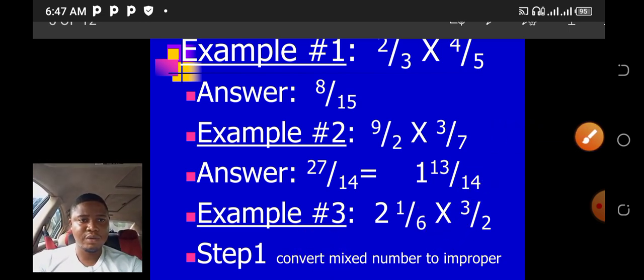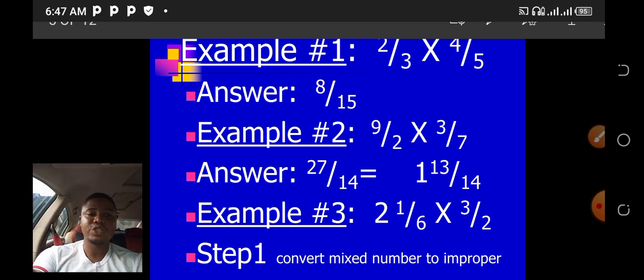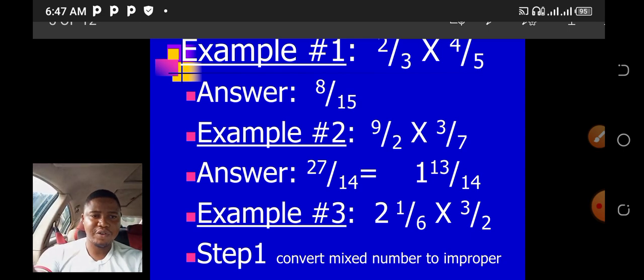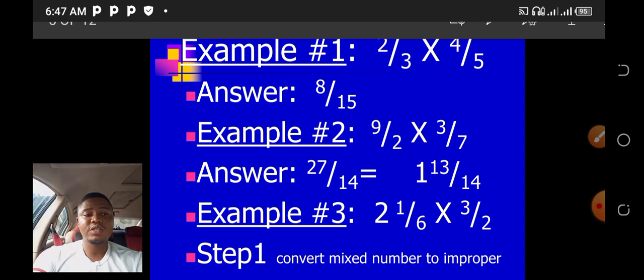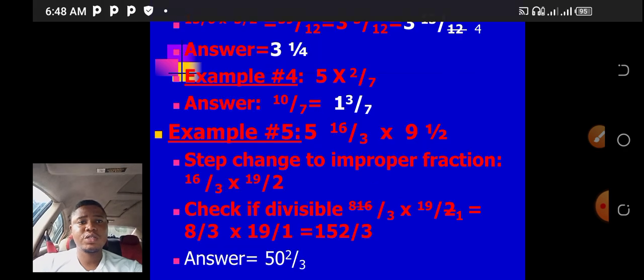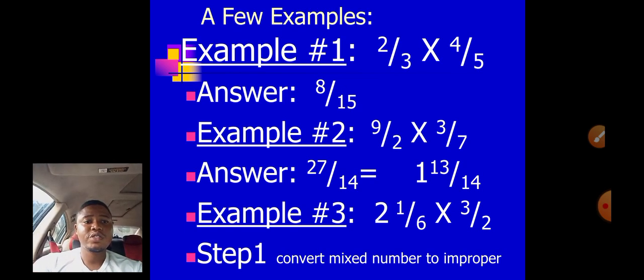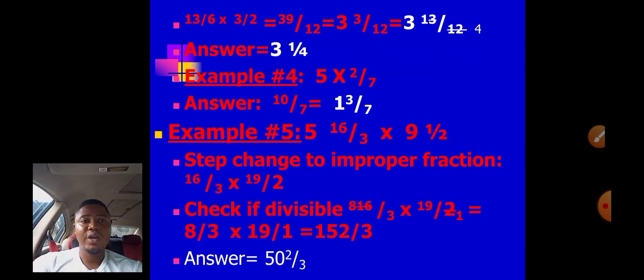Now let's put it to example 3. I have to look at about 5 examples on multiplying fractions. Now in this example 3, we have a mixed number and an improper fraction. 2 whole number 1 over 6 times 3 over 2. So step 1, convert your mixed number to an improper fraction. 6 times 2, 12 plus 1, 13 over 6. So we have 13 over 6 times 3 over 2.